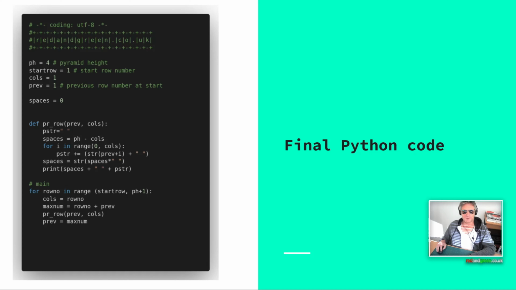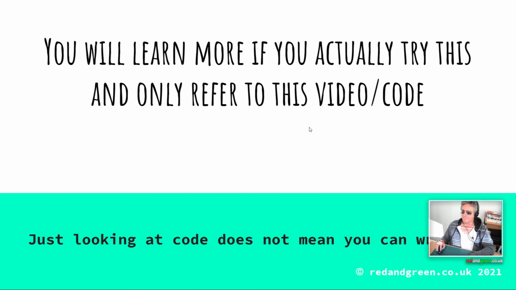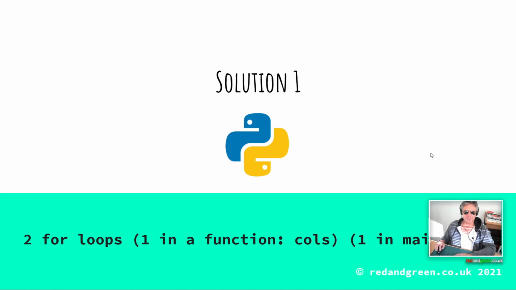So here we go, spoiler alert. Python code consists of one function and then the main body of the code. As you can see, we've got some variables here which store the pyramid height, the row number, and so on. I'm not being a teacher, but you will learn more if you attempt to try this, so it's worth having a go yourself. Don't just skip to the solution and think, oh yeah, I know how to do it now. You do need to try it.